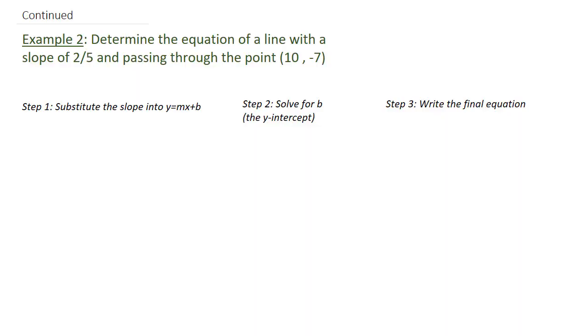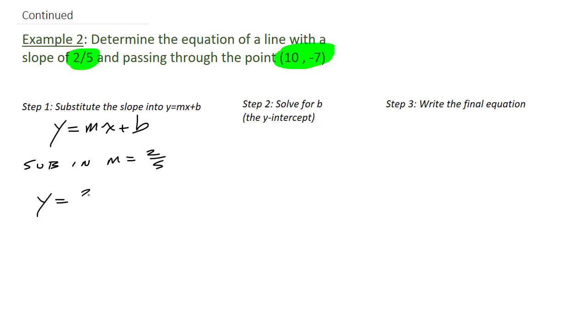Okay, example 2. They tell us the slope is 2/5. So the slope's a fraction in this case, and it's passing through the point (10, -7). So I want to do some with fractions here. All right, so let's start with y = mx + b. Let's sub in the slope, m = 2/5. So we have y = 2/5 x + b.